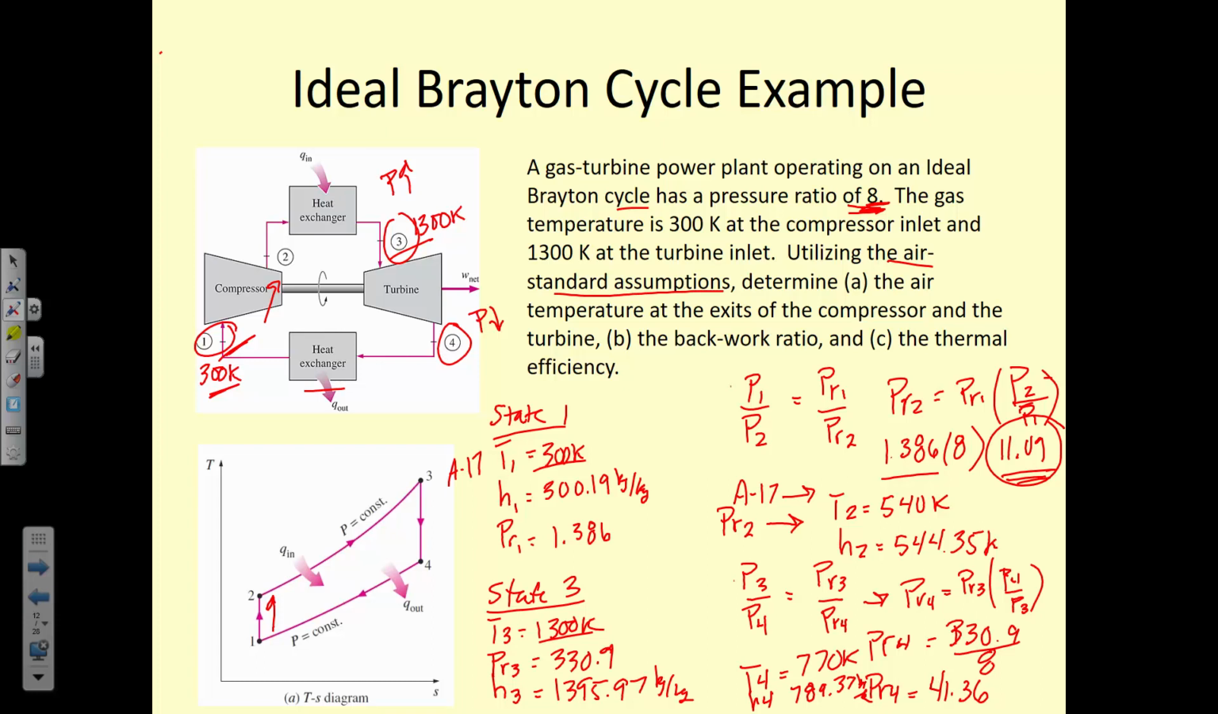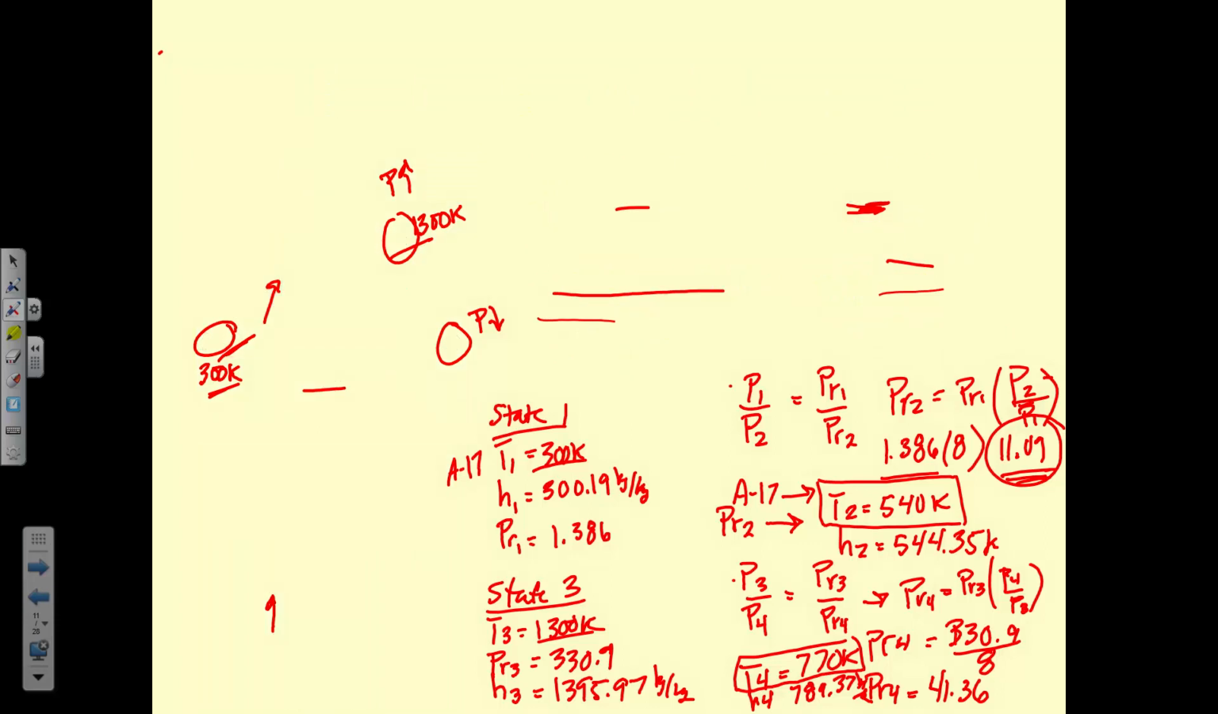Okay, so T4 is one of the things we were solving for, the air temperature at the exits of the compressor and the turbine. So we found T4 is 770 K, that's the exit of the turbine, and T2 is 540 K at the exit of the compressor. Okay, now we have all the enthalpy values for our system.